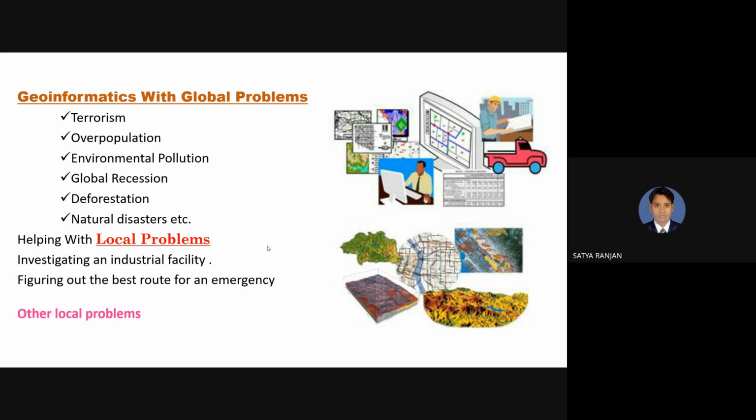And deforestation very much relies on remote sensing based applications for forest mapping. Then natural disasters like landslides, cyclones, tsunamis, and different incidents are very easily identified using remote sensing techniques, and different monitoring techniques are there. So this is very much helpful at the global level. It is also very helpful for local problems, for investigation in industrial facilities.